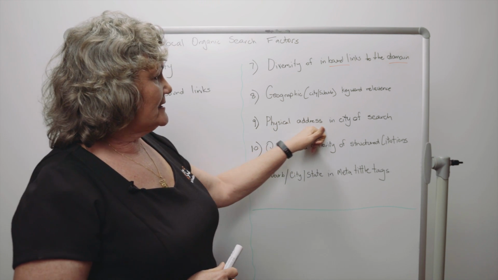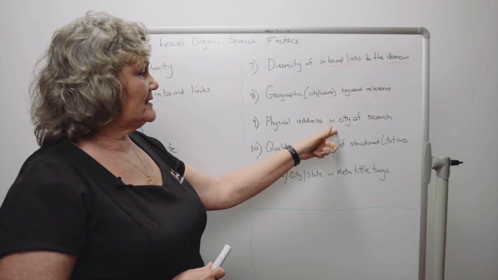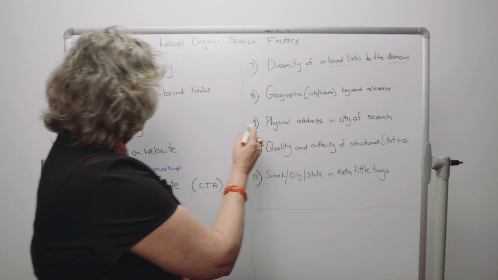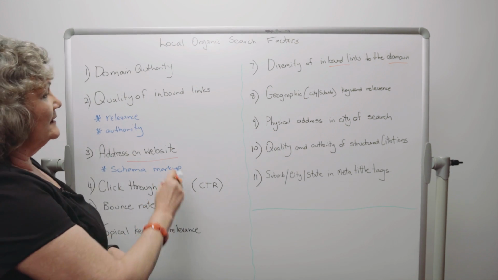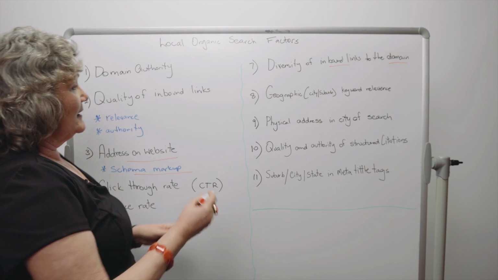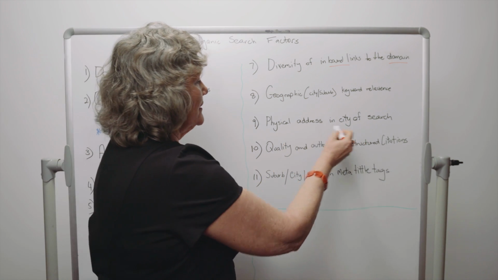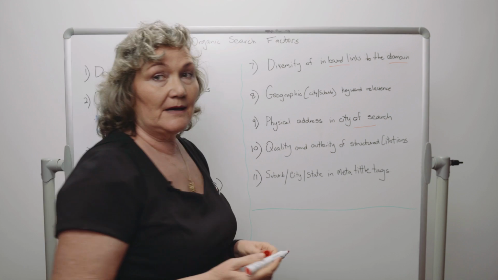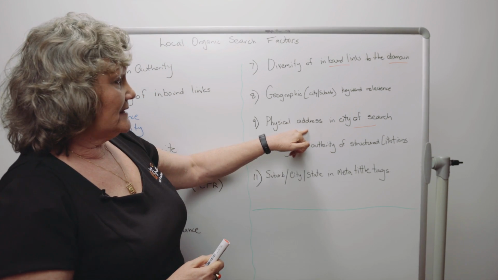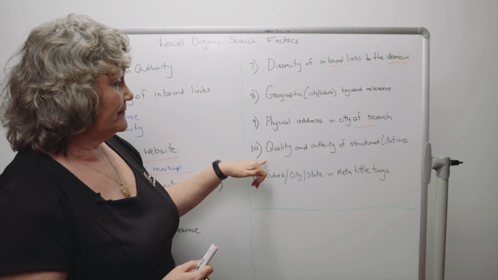And the physical address and the city of the search, again, it's very important to have the address on your website, marked up with the schema markup, and talk about it in the content. So you've got to have the physical address in the actual content.